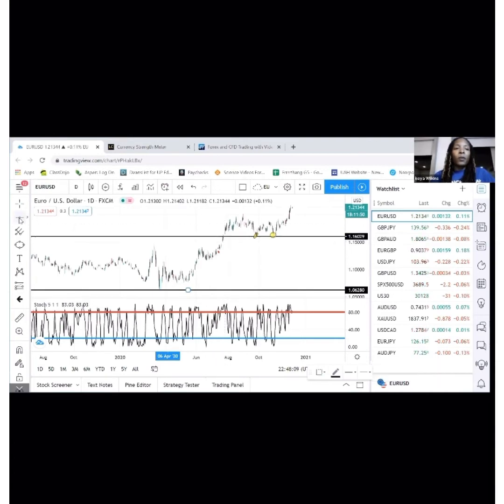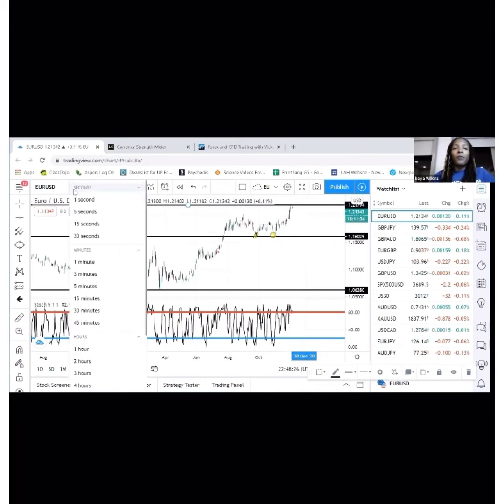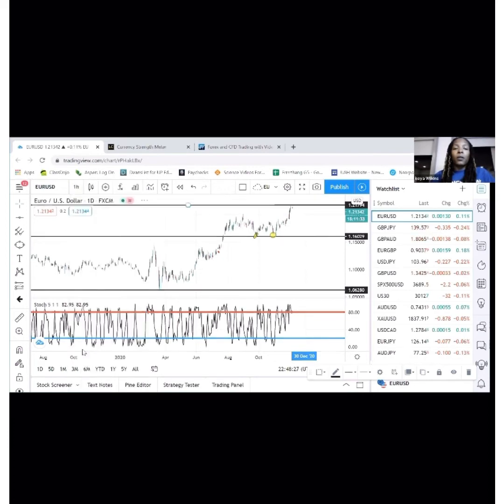I'm also going to place one here because I clearly can see that the market has a ceiling here, right? It hasn't quite broke this ceiling yet. It made it a level of support. And this is on my day chart. So now I'm going to go down from my day chart and go down to my hour chart.